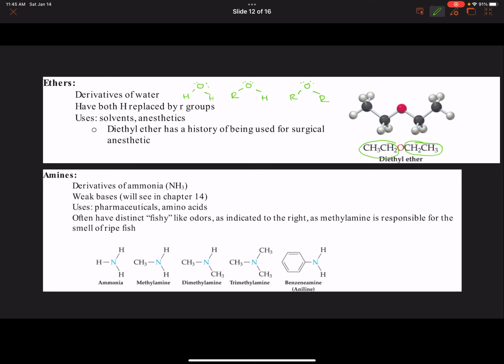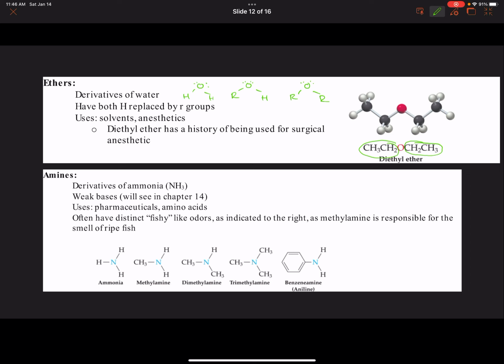Amines often have distinct fishy-like odors, as indicated in your worksheet. Something like methylamine is responsible for the smell of very, very ripe fish. So when something smells fishy, you're smelling a methylamine. We have some examples here. So ammonia would be nitrogen with 3 hydrogens.